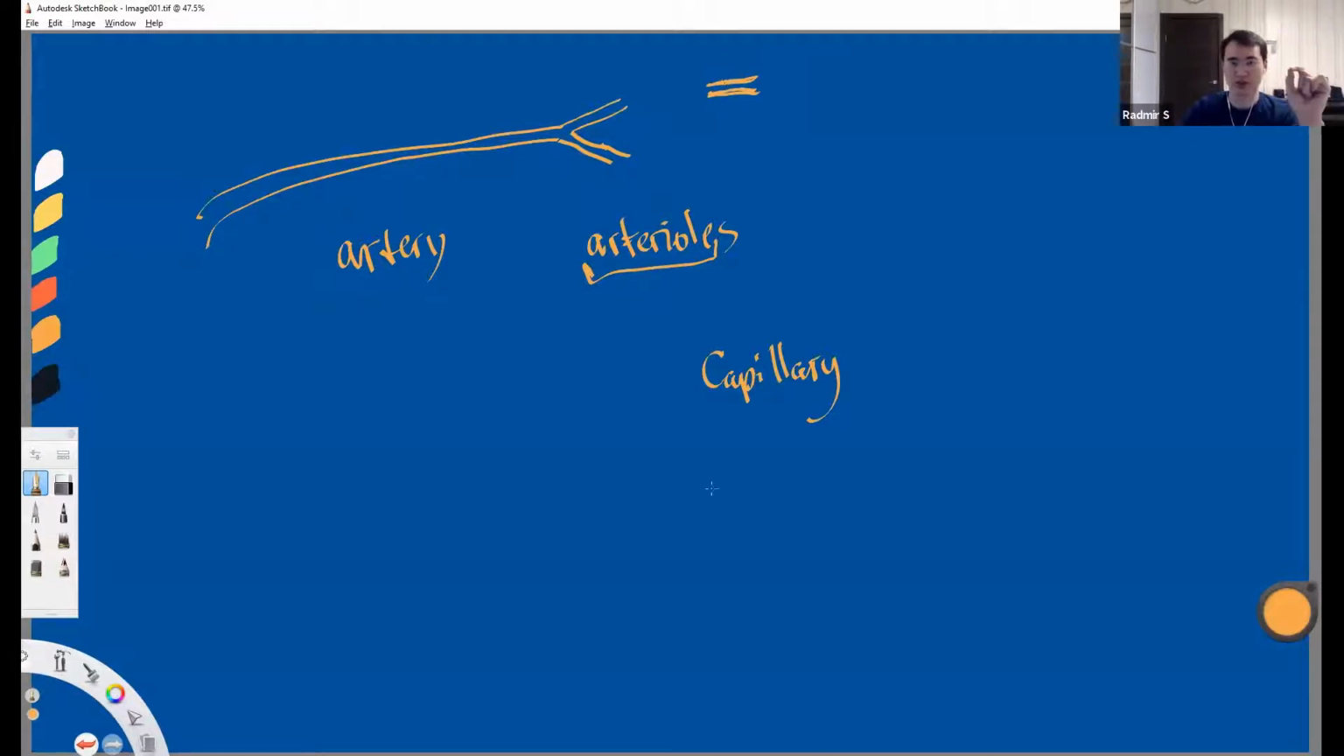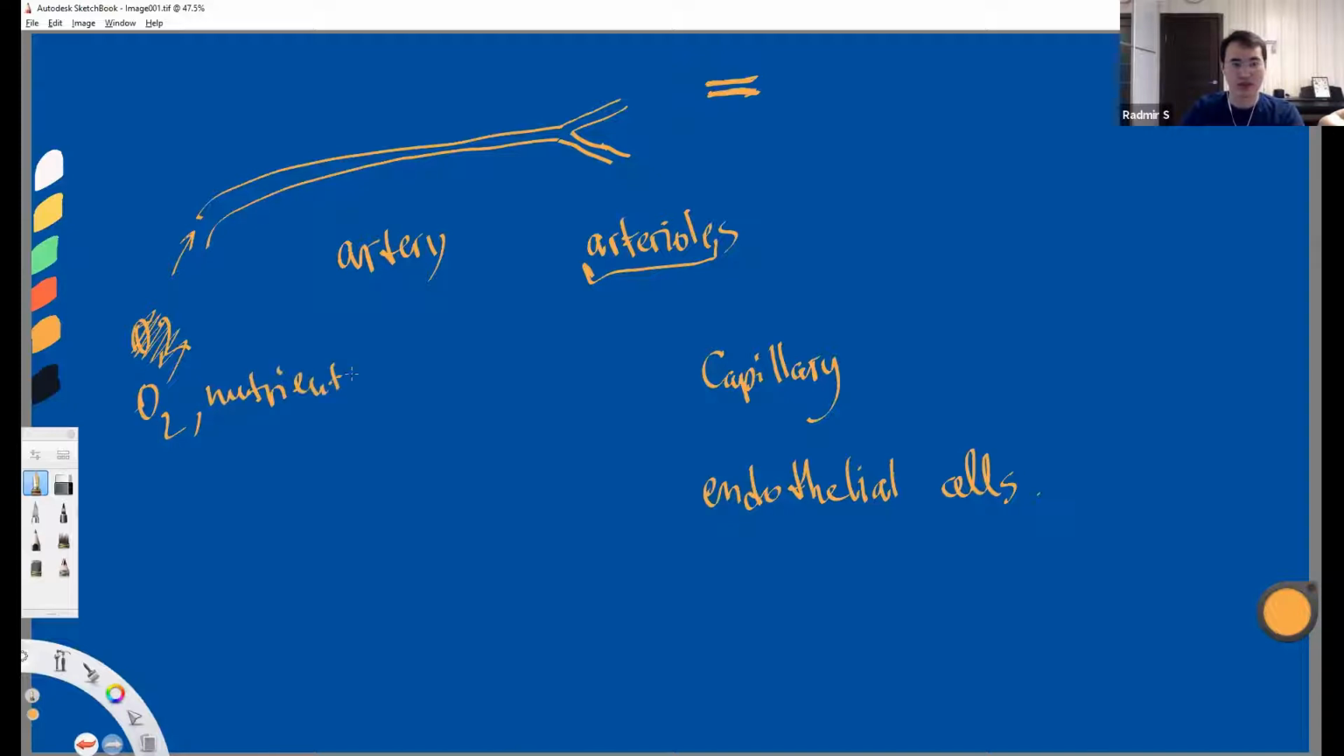the endothelial cells. So why do we need them? Because this is the edge of the exchange with the tissues. Everything that we bring with blood, so it's oxygen, nutrients, hormones, vitamins, etc. We bring them with blood, and somehow we need to give these things to the tissues.